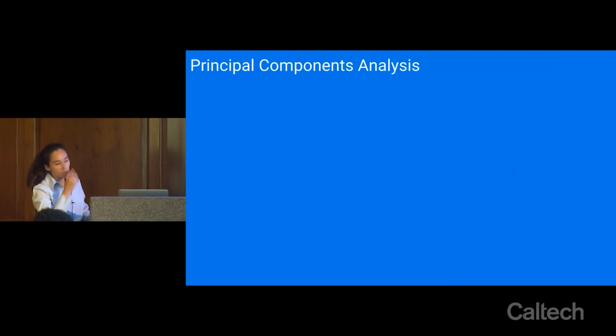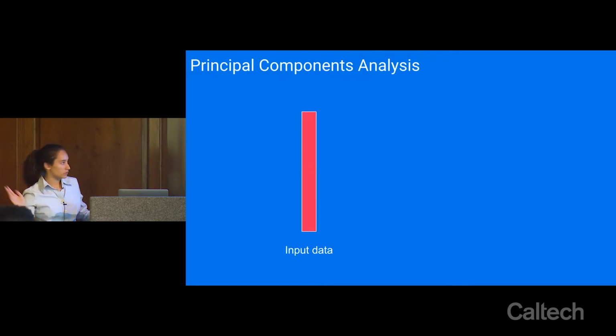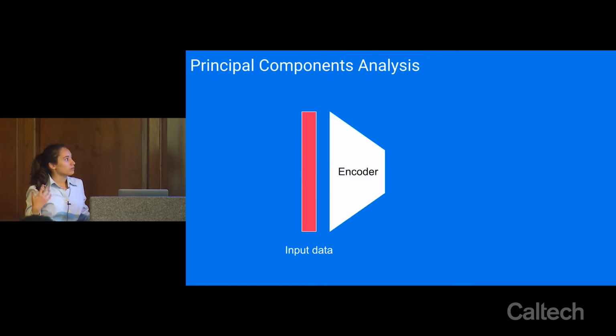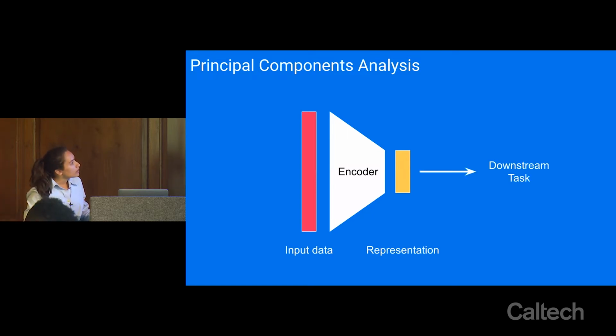Okay, so to start off, we all did principal components analysis. You guys are very familiar with it by now. The idea is that you have some input data. For us, it was 150 neurons by 18,000 or so in time. And what we were essentially doing was encoding this data into some representation space. And in this case, it was a lower dimension than we originally had. And so we can then use that representation for a downstream task.